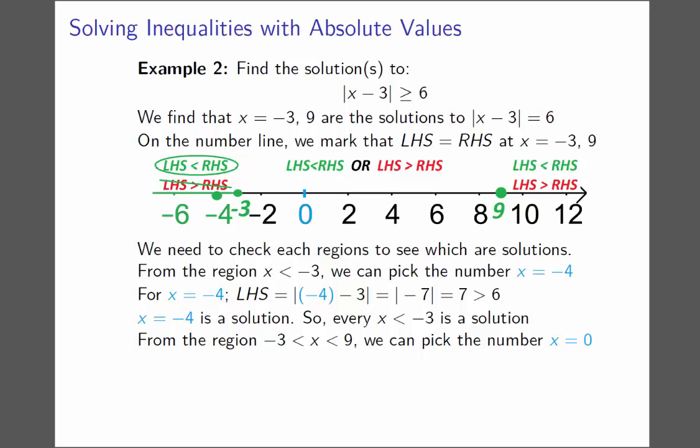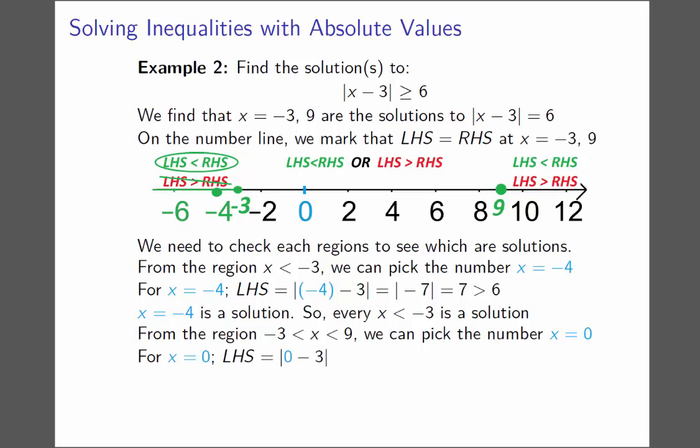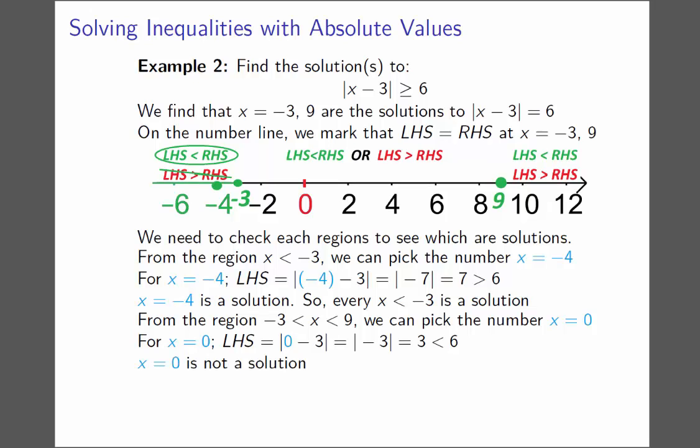Next, we'll check the region x between negative 3 and 9. We can pick the number x equals 0 because it's easy to compute when x is 0. For x equals 0, the left-hand side is the absolute value of 0 minus 3, which is the absolute value of negative 3, which is 3. This is less than 6, so x equals 0 is not a solution. And because x equals 0 is not a solution, every value of x between negative 3 and 9 are not solutions as well.